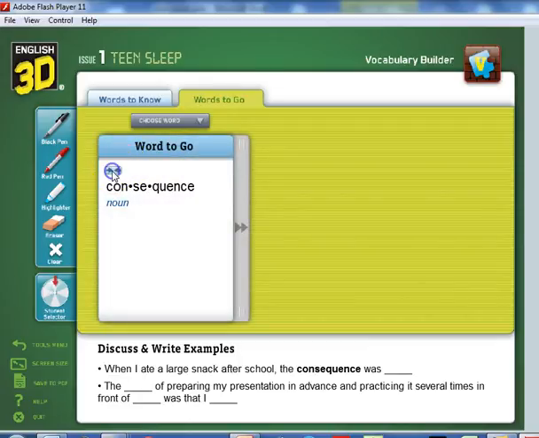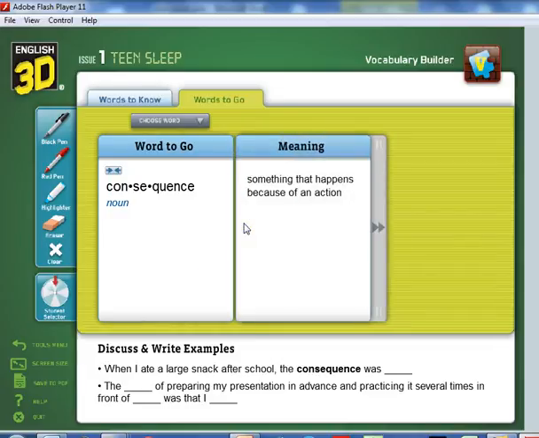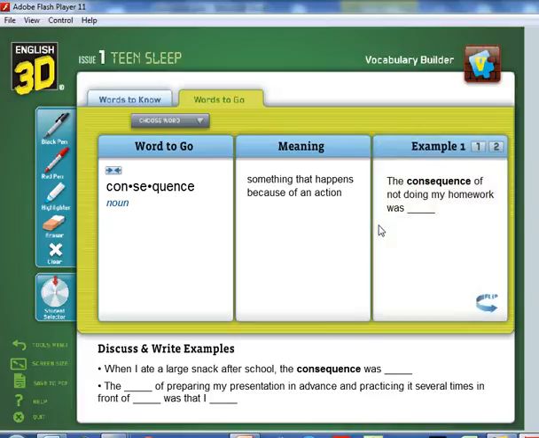And the next word, consequence. Consequence. Consequence is a noun. Consequence is something that happens because of an action. The consequence of not doing my homework was a lower grade. The consequence of not doing my homework was detention at lunch.